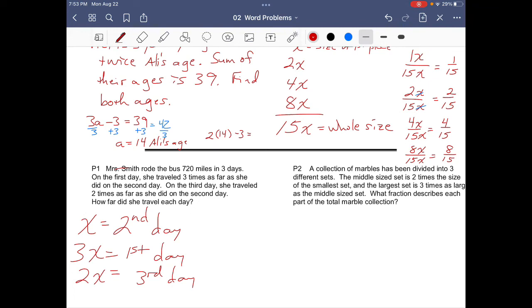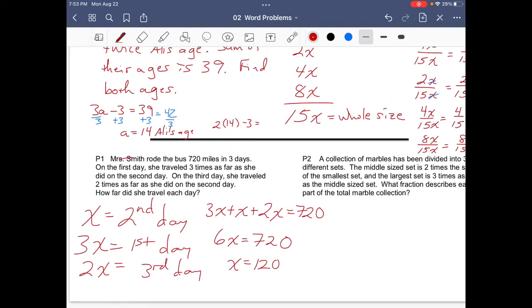We still need an equation. Your equation can be the sum of each day. So the first day, 3x, plus second day, x, plus the third day, the third day uses a 2, 2x, is going to be 720. That's going to bleed into my other problem over here. We'll try to squeeze that in. So it's pretty easy to solve. We just get a nice little 6x equaling 720. So x is 120. Now what does x represent? It represents the second day.